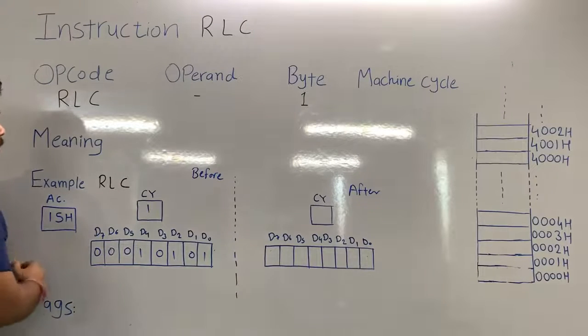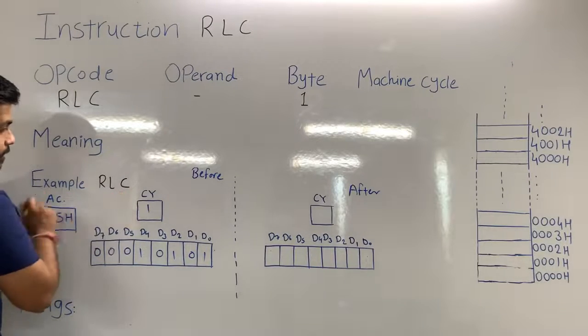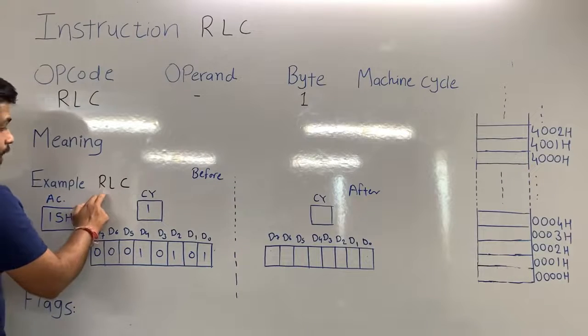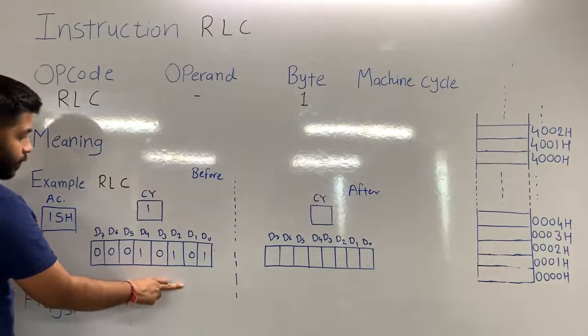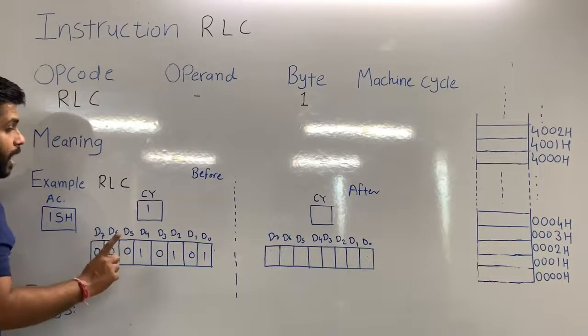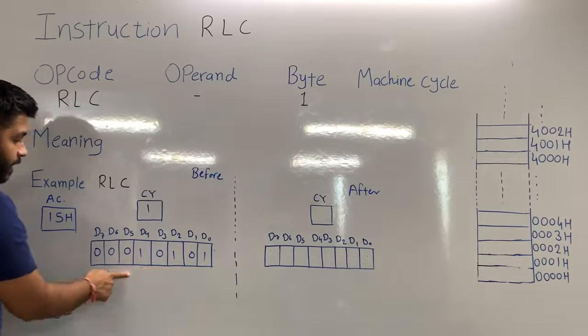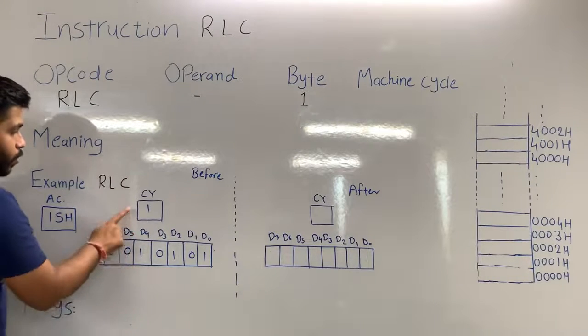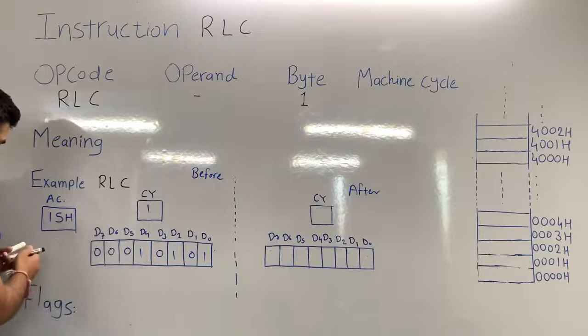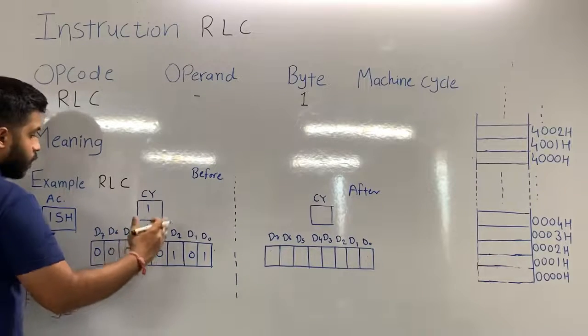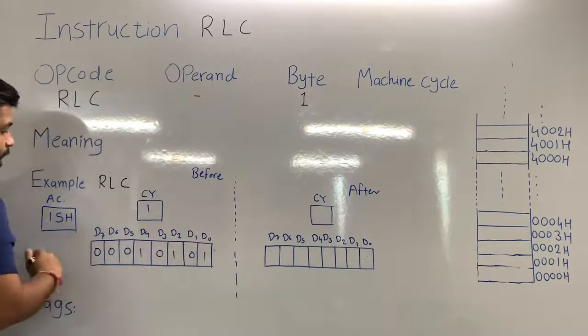Now what will happen when the RLC instruction is executed? RLC means rotate the content of accumulator left side by 1 bit. Rotate the content of accumulator left side by 1 bit without carry. So let's perform it. What will happen when we rotate the content of accumulator by 1 bit?